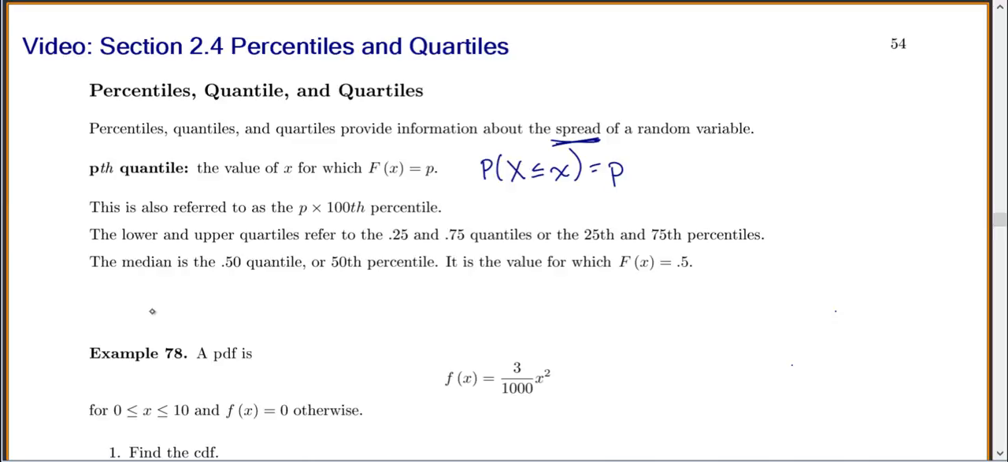Now, you should remember from other classes that you have quartiles, which are like your bottom 25%, bottom 75%, etc. of your data. The quartiles mean you divide your data into 4 sections, so 0.25, 0.5, 0.75. So those are your quantiles. The median divides your data in half, so that would be the 0.5 quantile or the 50th percentile, or the value for which the CDF is equal to 0.5.